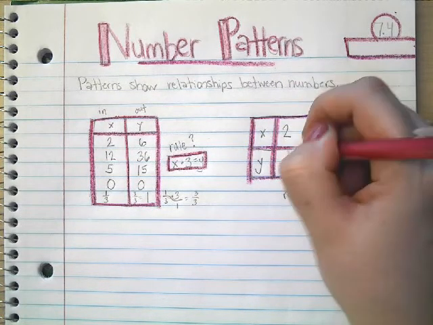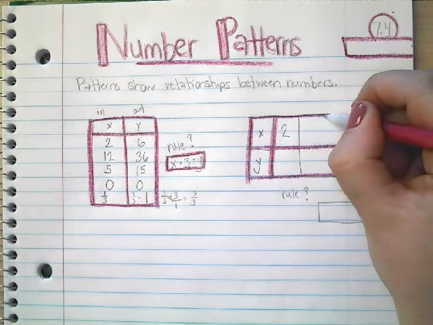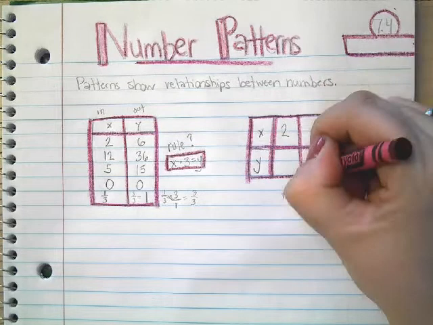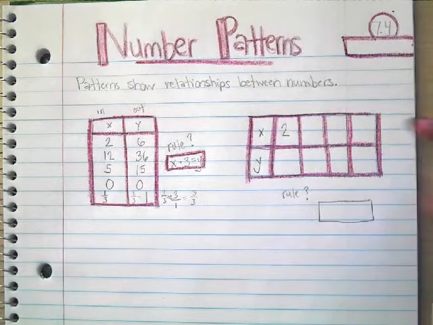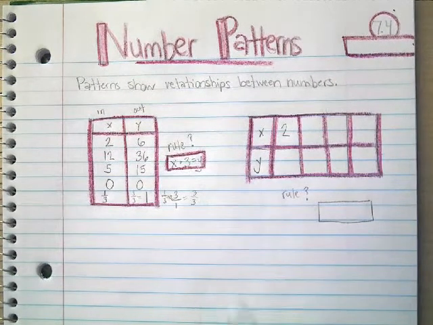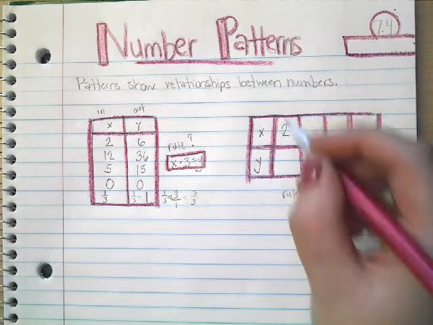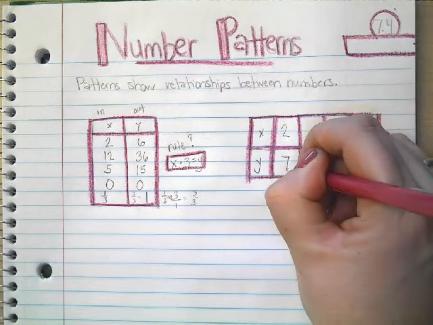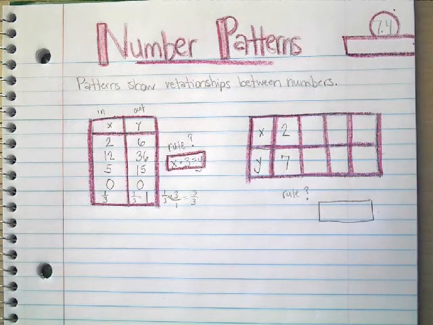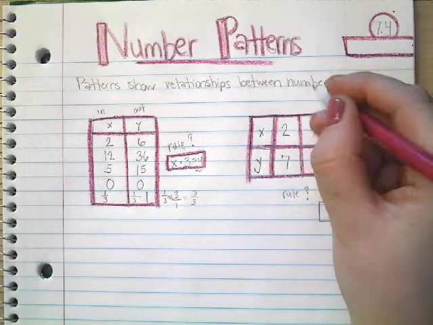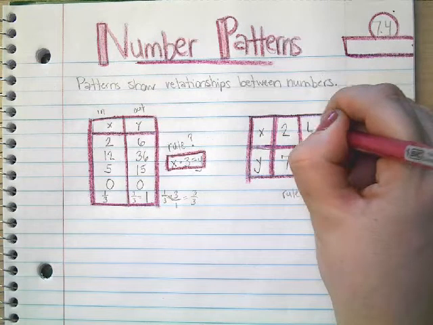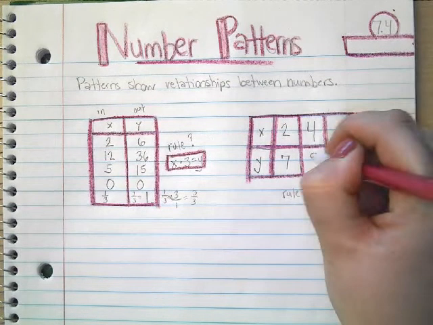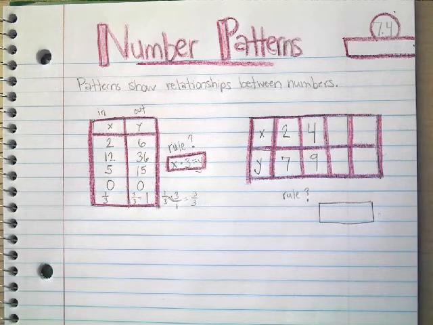Let's do this. I put in 2. Oh, I'm going to separate these out first. So I made 1, 2, 3 lines, giving us 4 tall columns. Okay, so x's are on top, y's are on bottom. So if I put in 2 and I got out, I don't know, 7. And then what if I put in 4? And I get out 9.